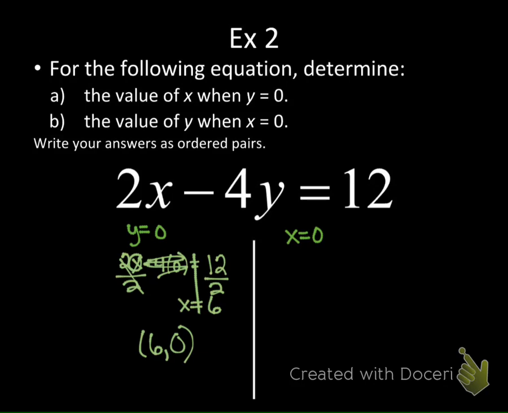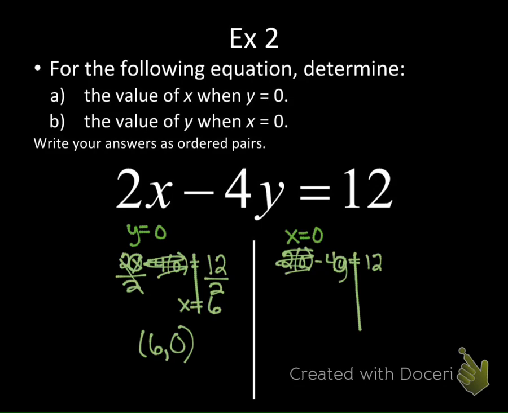So this time I have x equals 0. So what am I substituting for? X. What do I plug in for x? 0. So 2 times 0 minus 4y equals 12. Again, anytime we solve an equation, we circle our variable and draw our line of equality. The 2 times 0 I can get rid of because it's just 0. So now I have negative 4y equals 12.